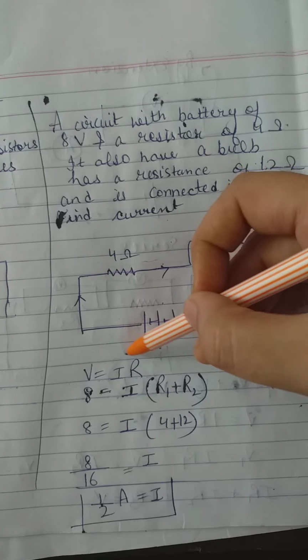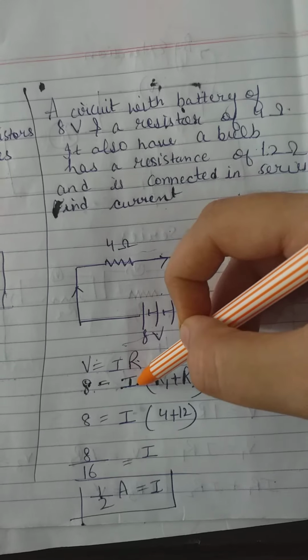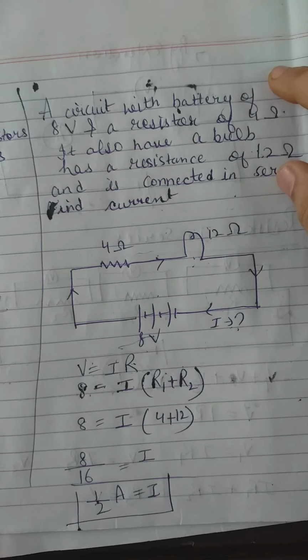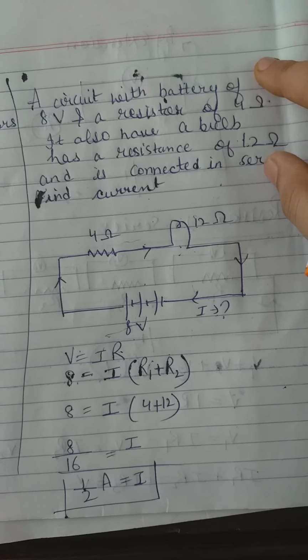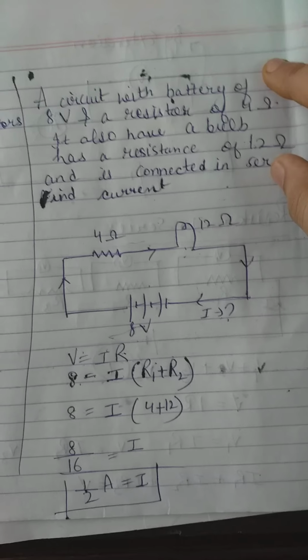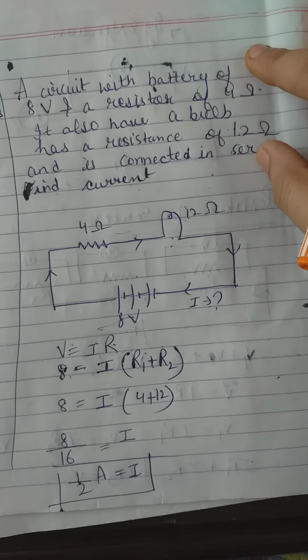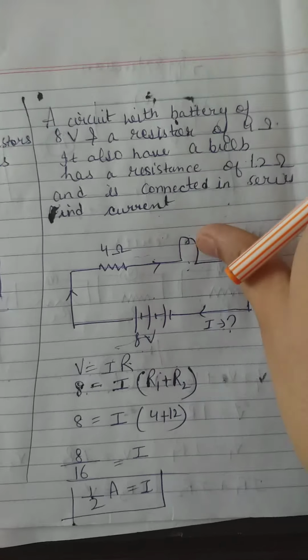So V is equal to IR. Value of V is 8, value of current we don't know, and value of the resistance you have to calculate by applying the previous formula, that is R1 plus R2. 8 is equal to I times, so value of R1 is 4, value of R2 is 12, which comes out to be 16. So the value of the current will be 1 by 2 ampere, or you can write it as 0.5 ampere. Clear?